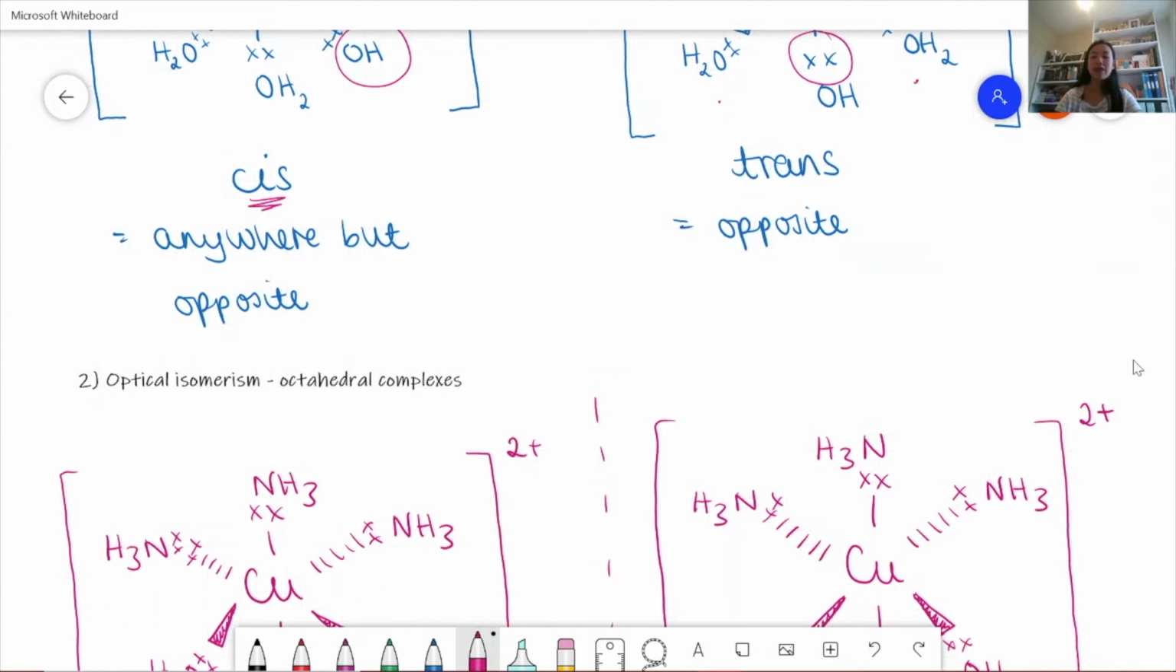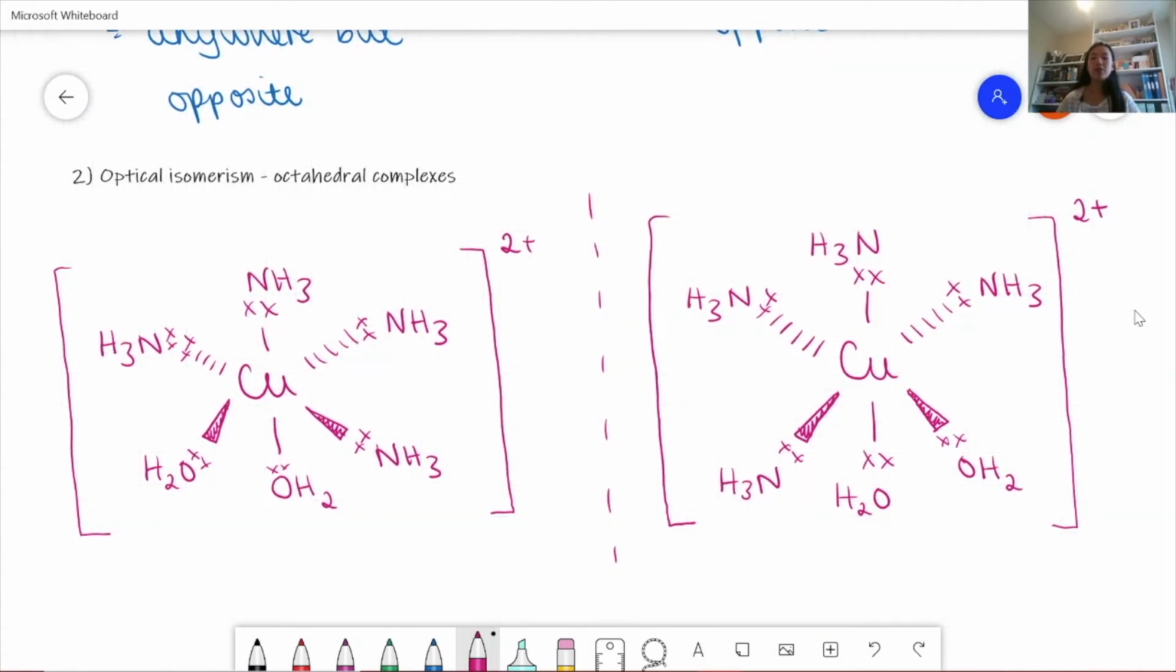And the second type of isomerism we're going to look at is optical isomerism, and this also occurs in octahedral complexes. So basically what optical isomerism is that the complex is mirrored. So on the left we have a complex drawn out, and then this dividing line is basically an imaginary mirror. And so the other complex, the optical isomer of it, will be like it's reflected in a mirror.